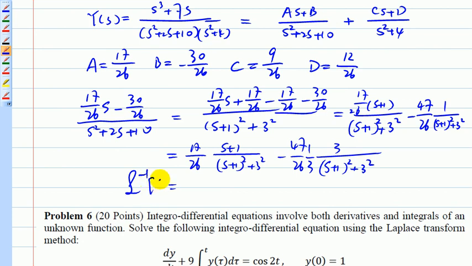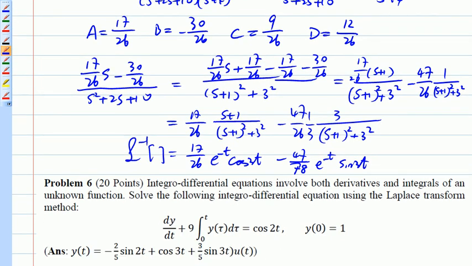The inverse Laplace transform from here is equal to 17 over 26, and this term here is a cosine term, so e to the power negative t, coming from this s plus 1 here, cosine 3t. And this whole chunk over here is 47 over 78, and this is a sine term, so that's e to the power of negative t sine 3t. That's how you do it, and you can do similar things for this term over here.